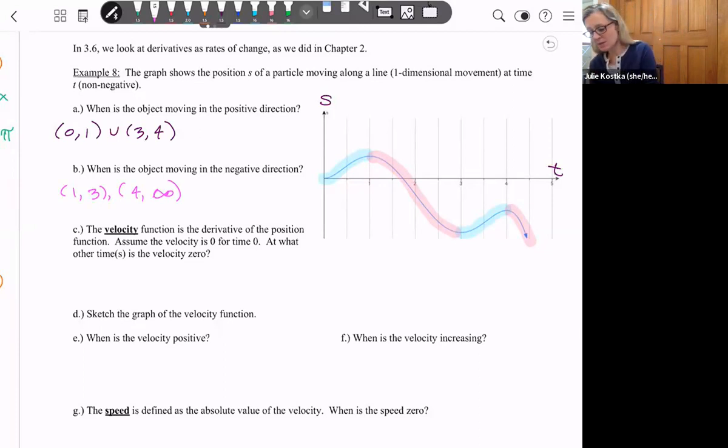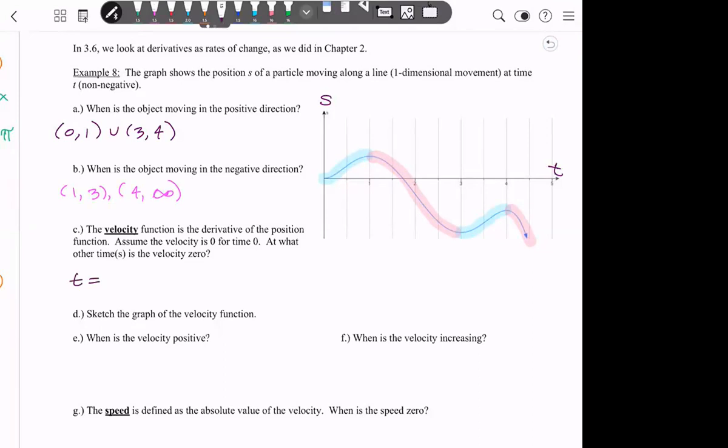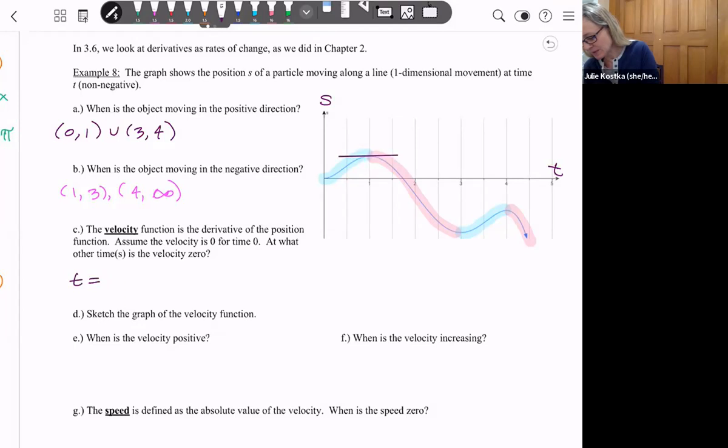Let's assume that the velocity is 0 at time 0. So they're saying, okay, it's flat here. Where else is the velocity 0? So 0 at 1, 3, and 4. Good. So I have a horizontal tangent there, and there, and there. All right, good job. Anybody have questions so far? Okay.